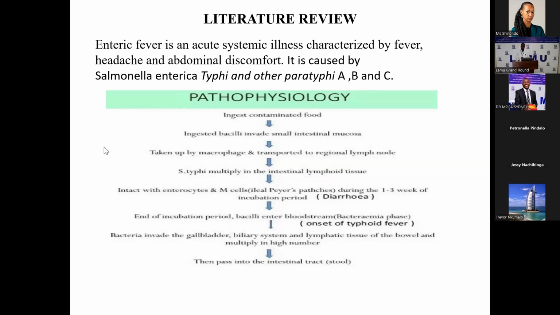It is phagocytosed and travels through the lymphatics to the regional lymph nodes, where it multiplies intracellularly, especially in the Peyer's patches. After that, it interacts with the enterocytes and M cells of the ileal Peyer's patches. It is also worth mentioning that the incubation period is from 3 to 21 days. It interacts with the M cells and enterocytes, leading to intestinal inflammation and diarrhea in some patients.